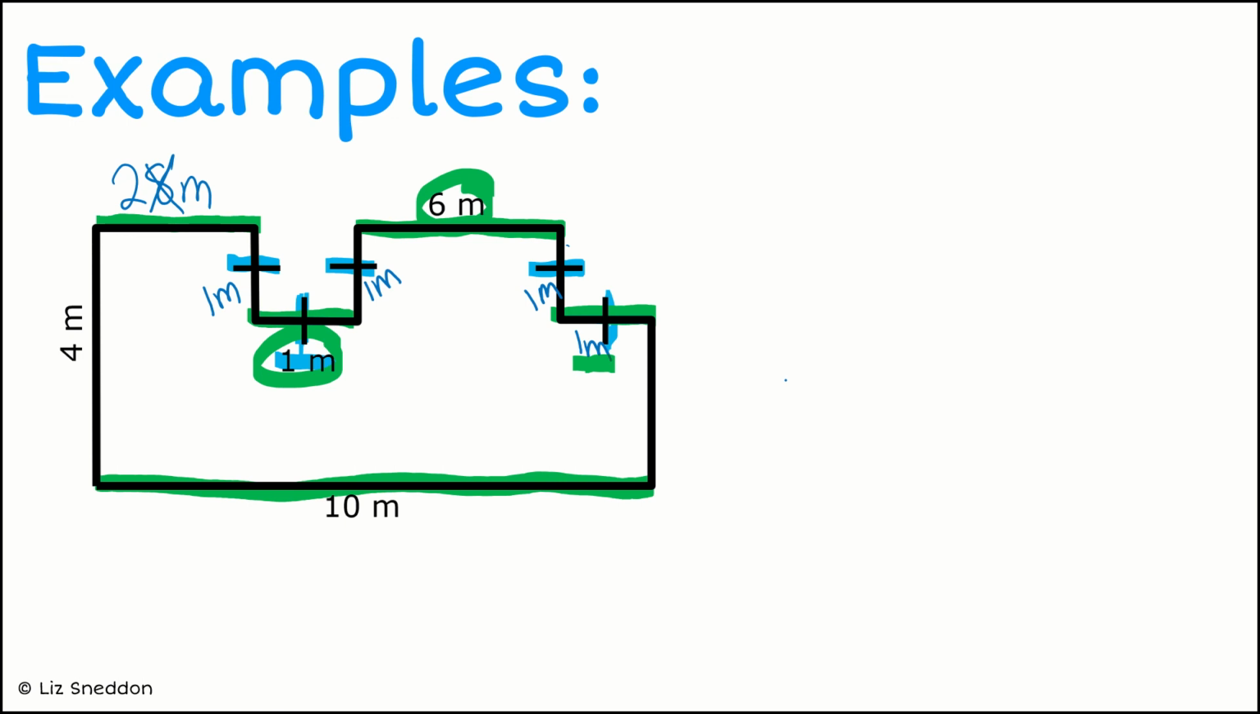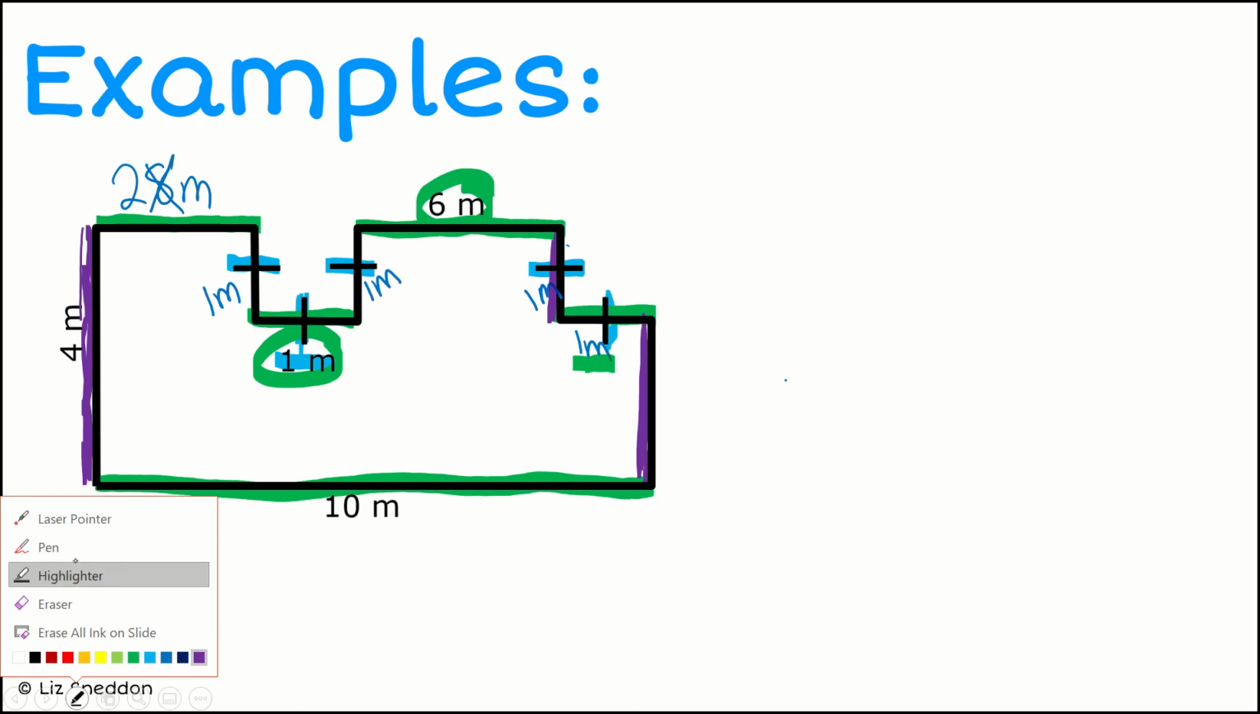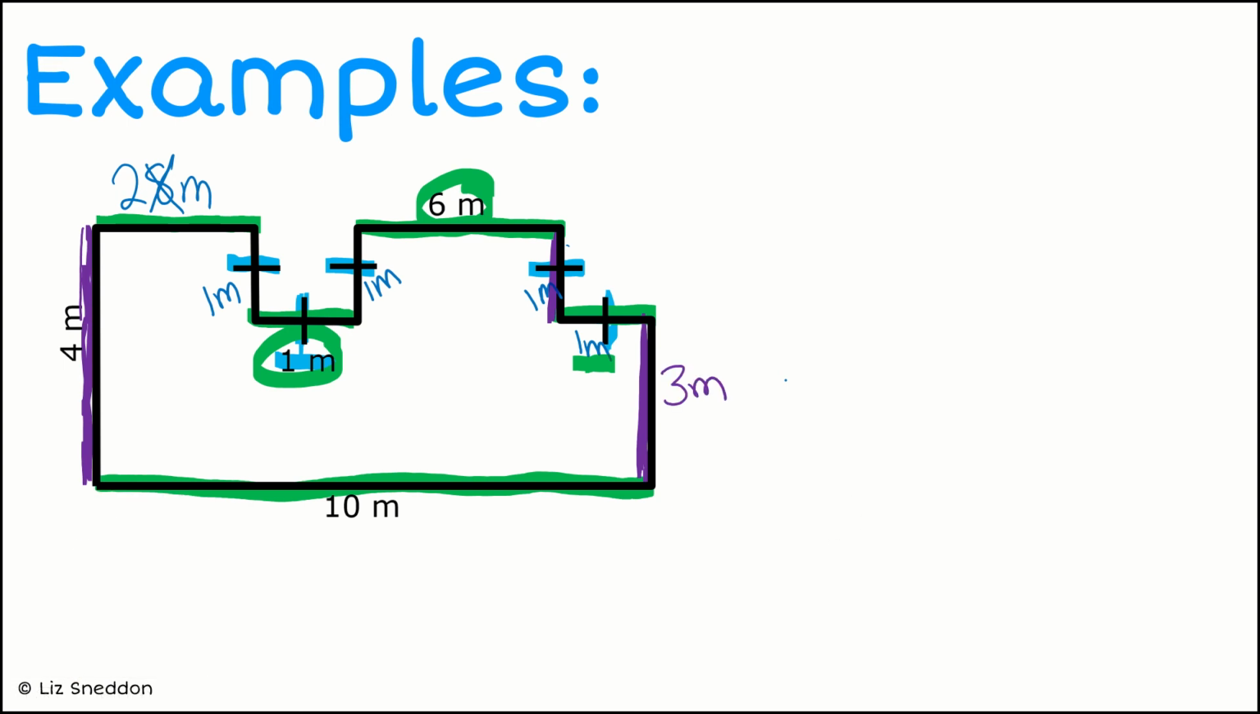Now I'm going to do the same. I've got another wall which I don't have a number on. So let me go to, say, a purple colour. I know this wall down here is 4 meters long, and I know this wall here is 1 meter, and then this wall there has got to add up with that one to 4 meters. So if one bit is 1 meter, the other bit must be 3 meters, because 1 plus 3 has to add up to 4.